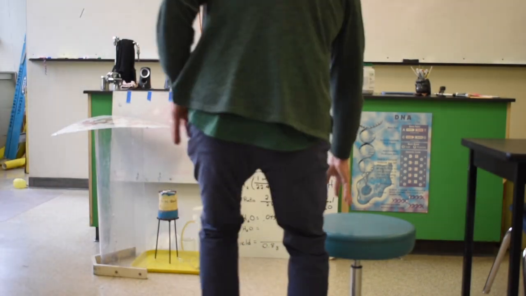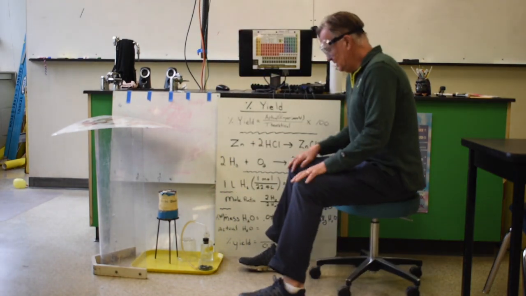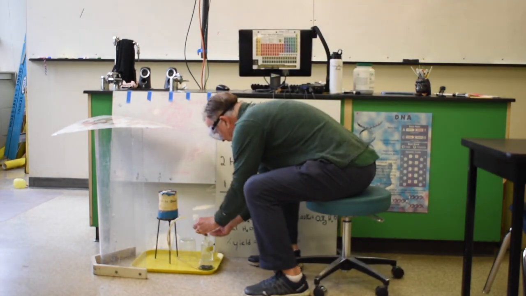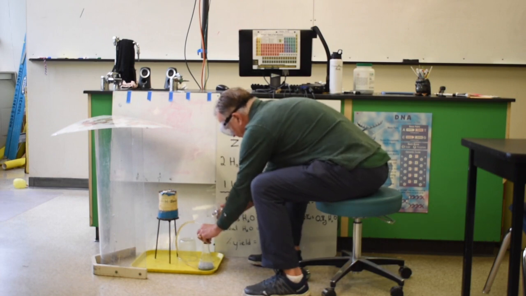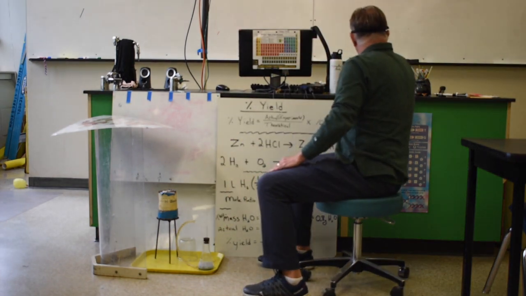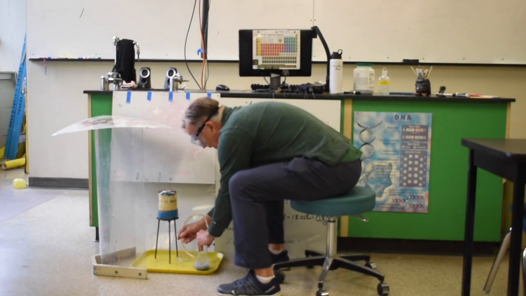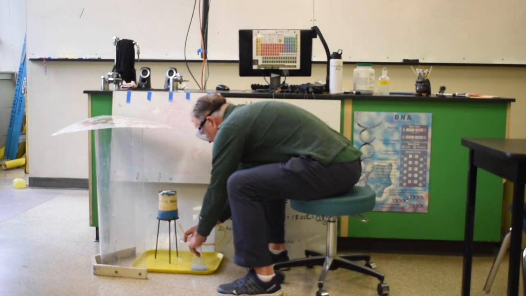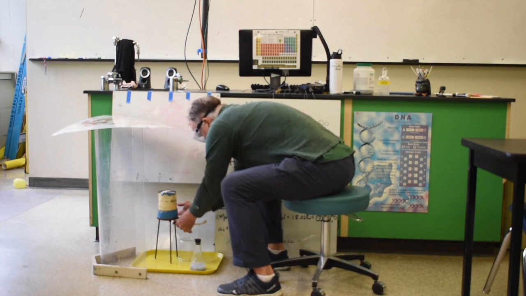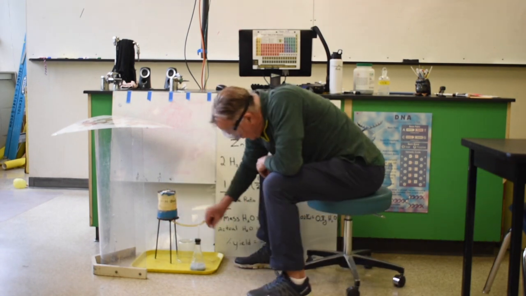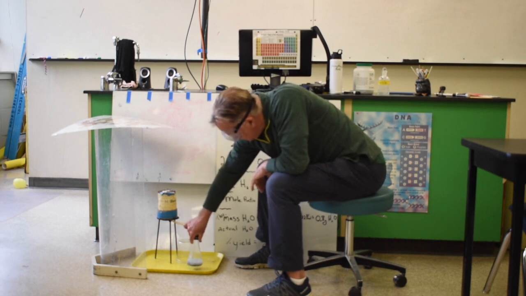All right, so that first trial didn't work out. Let's try it again. Put plenty of acid on there this time. Shake it up. Let's put it in there. Make sure it's up in there. So it's vigorous.